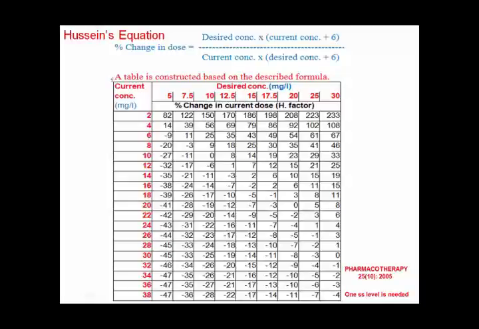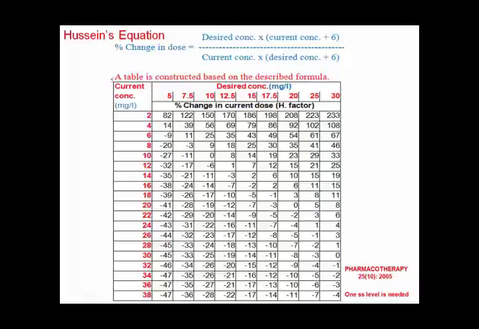The percentage change in dose equals the desired concentration times current concentration plus 6, divided by current concentration times desired concentration plus 6. And based on this percentage change, I was able to derive this table here. So if you have a level of 10 and you want a level of 15, you start from here. If you have level of 10 here in the column, and if you want a level of 15, you go to the right and you find that you increase the dose by 14%.